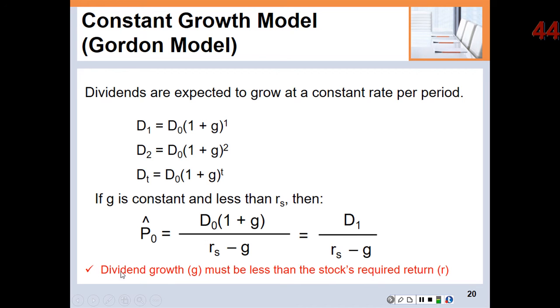Now, one thing that's important about this model, and since this is in red with a check mark by it, you're probably going to see it again on the test. It says the dividend growth rate, g, must be less than the stock's required return for this model to work. If you remember back to your math classes, they had what are called necessary conditions for some mathematical models. This is a necessary condition for this mathematical model to function.